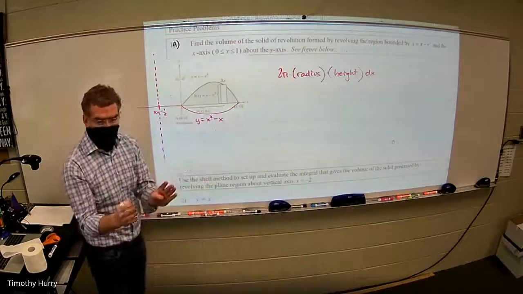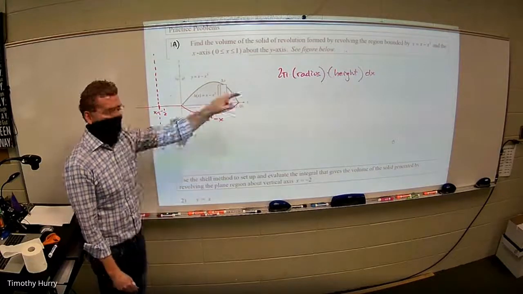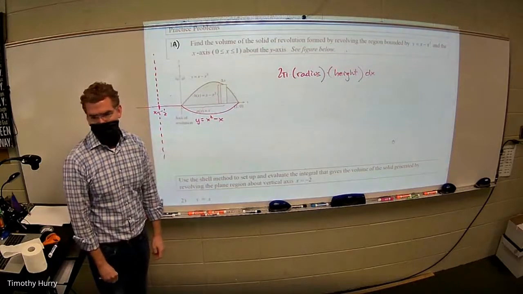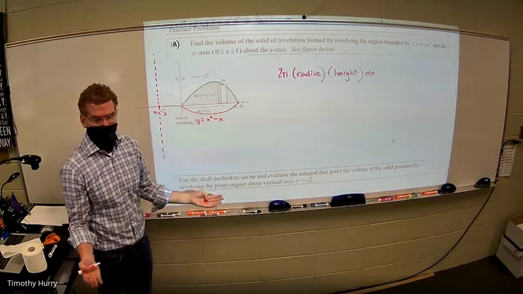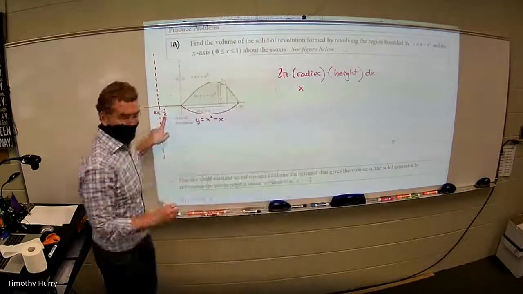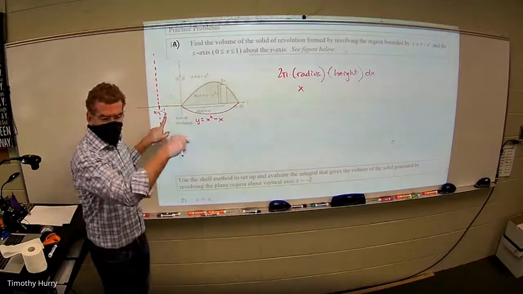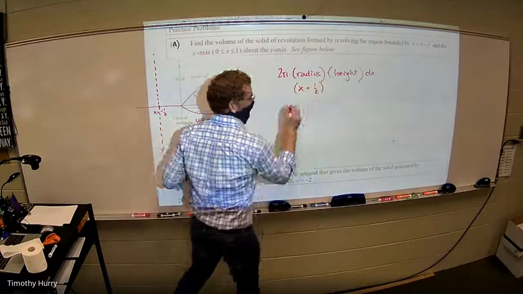Now let's think about that. You want to just memorize? Axis is on the left. What's the radius? X minus c. You don't have to overly think about this. It's going to be x minus c. And because your c is negative 1/2, x minus a negative 1/2 is what? X plus 1/2.